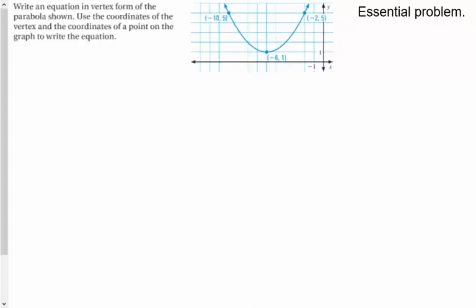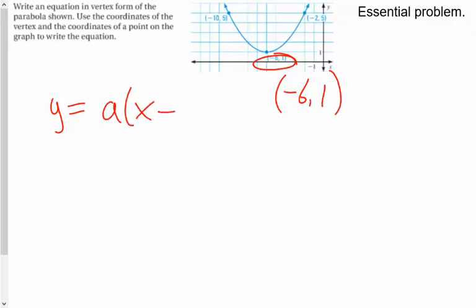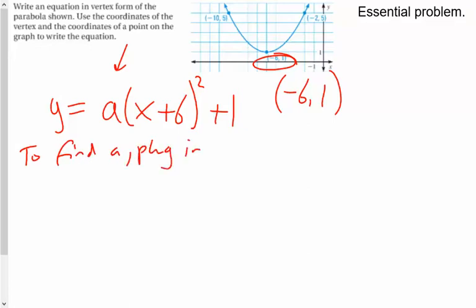It's a great problem. Write an equation in vertex form of the parabola shown. Use the coordinates of the vertex and the coordinates of a point on the graph to write the equation. Here's what you're going to do. Most of your answer comes from the vertex, (negative 6, 1). So we're going to start off with a times (x minus negative 6), which is x plus 6, squared plus 1. You're just filling out the formula that we've been working with all day today. Now you have to find a. To find a, plug in another point.